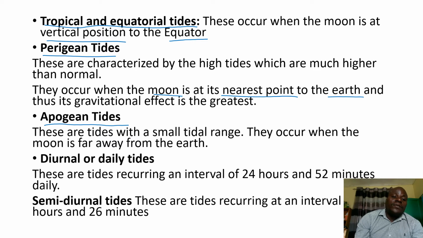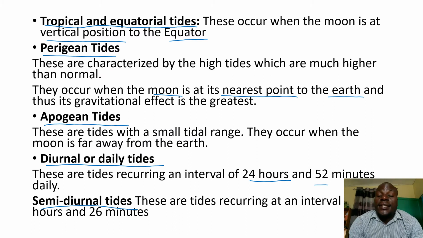Then we have diurnal or daily tides. These are tides recurring at an interval of 24 hours and 52 minutes daily. Then we have semidiurnal tides. These are tides recurring at an interval of 12 hours and 26 minutes.